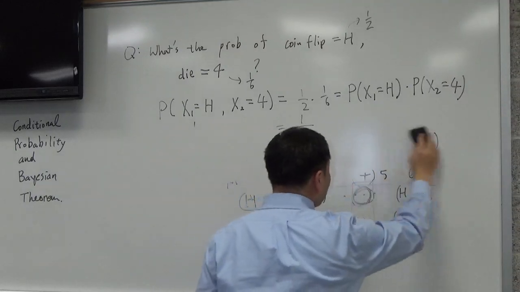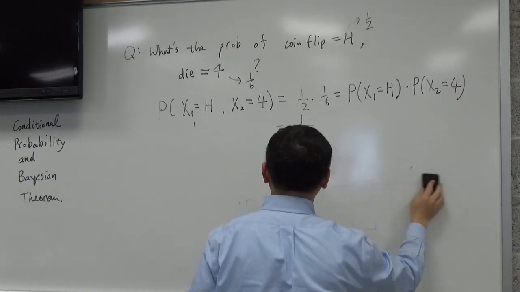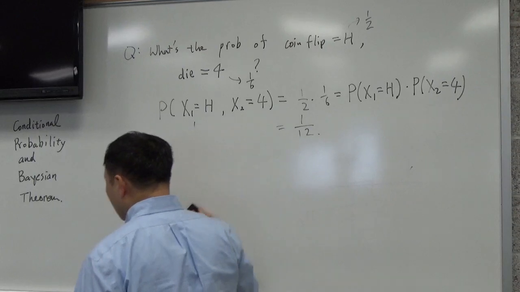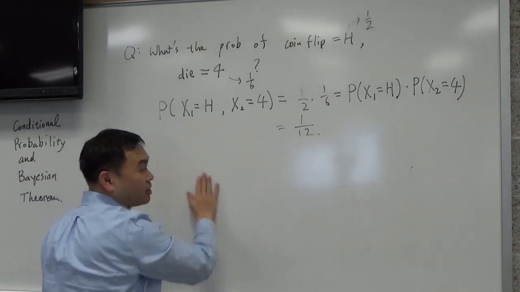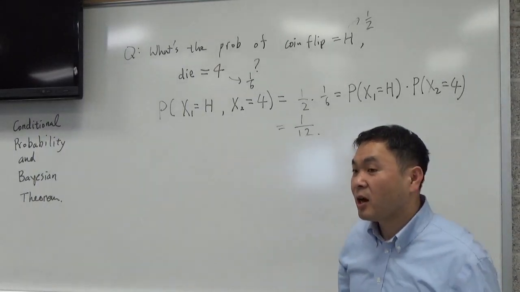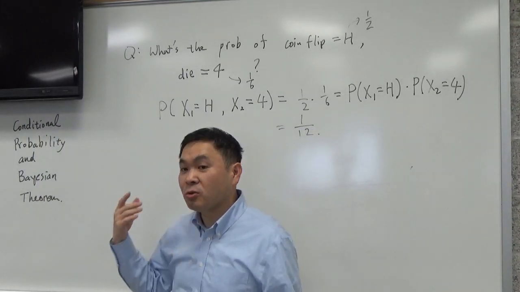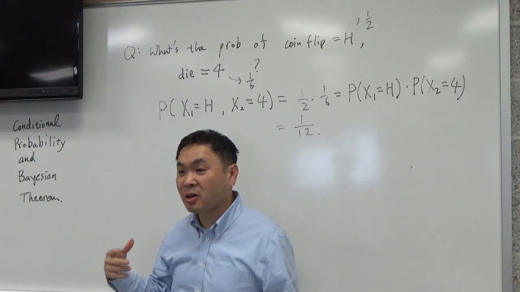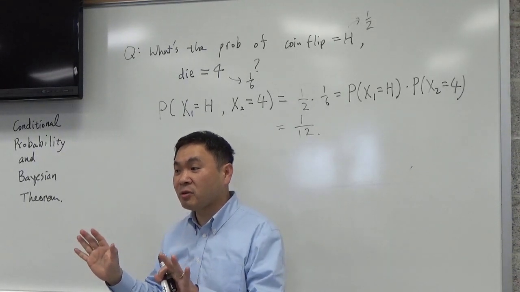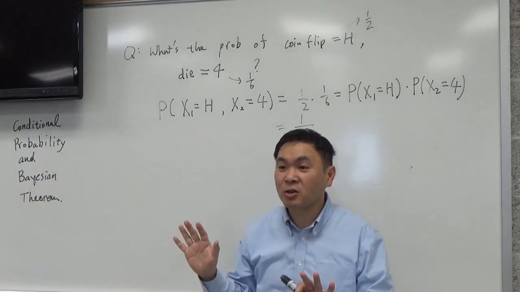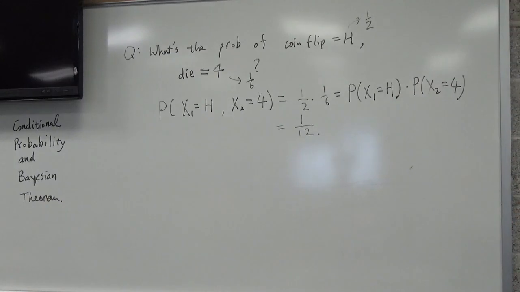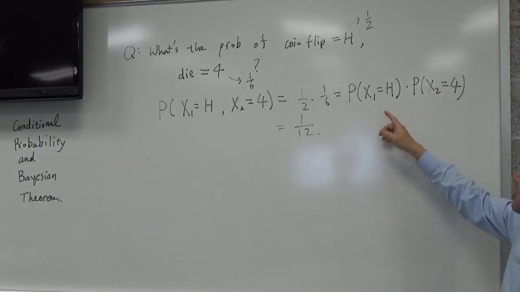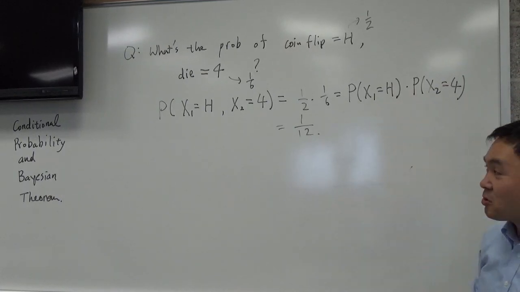So what I just demonstrated with this problem is the property of, it's a rule of multiplication. Okay, how do you calculate two things happening at the same time? If you want both of them to happen, the probability would be you multiply the two. That's how you get the probability. Okay. However, it's not as simple as that in general.